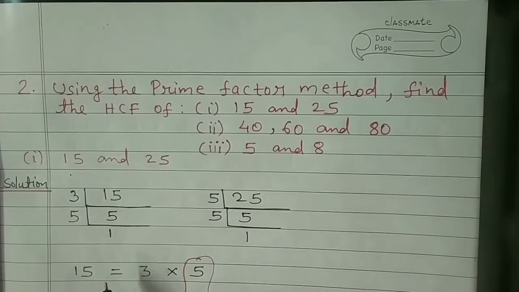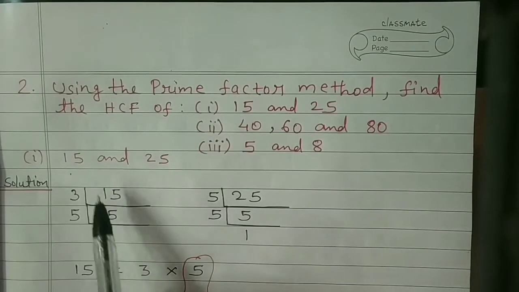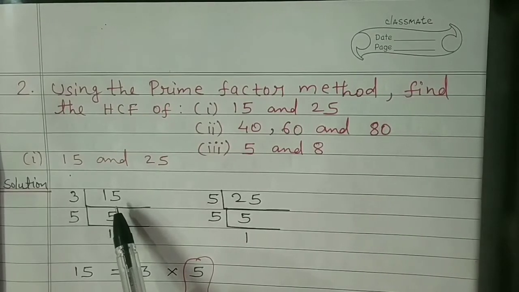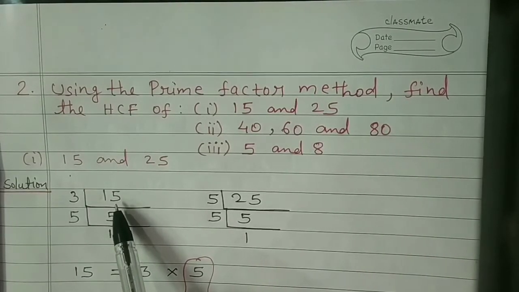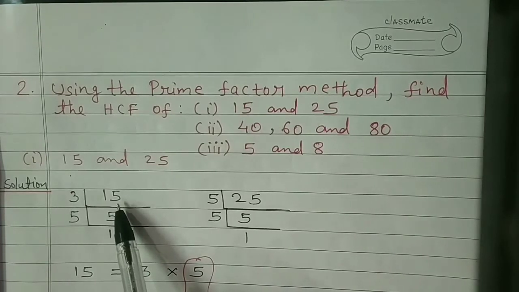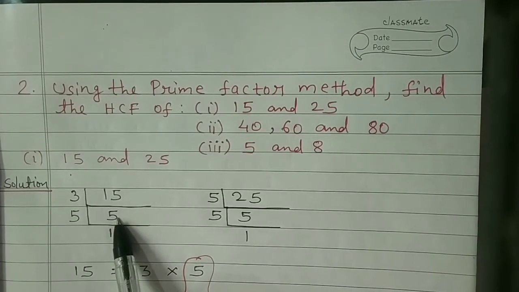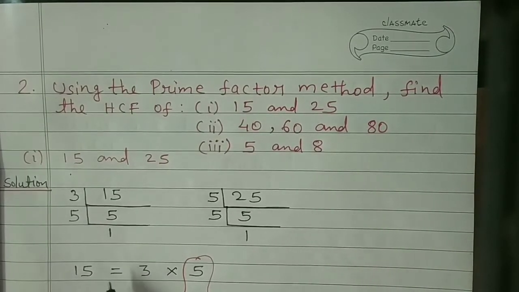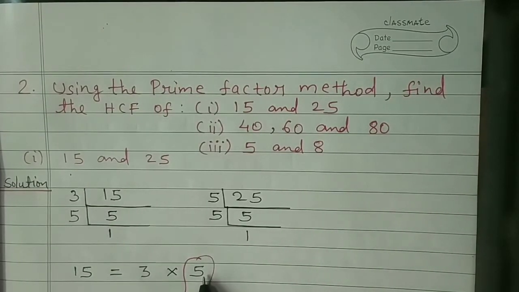So, what we are going to do, we are going to write the prime factorization of this number 15 first. Okay? So, as we have already done this type of process, we are going to divide this 15 by the prime numbers from the beginning. Okay? So, first I have divided this 15 by the prime number 3 and the quotient will be 5. Now, I have divided this 5 with the prime number 5 and the quotient will be 1. So, the prime factorization of 15 equal to the multiplication of these two prime numbers, 15 equal to 3 into 5. Okay?